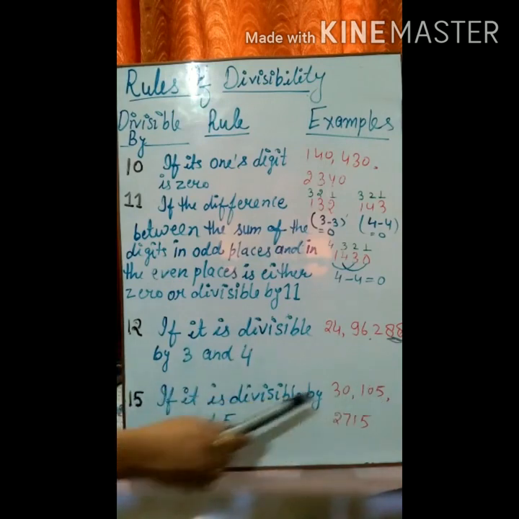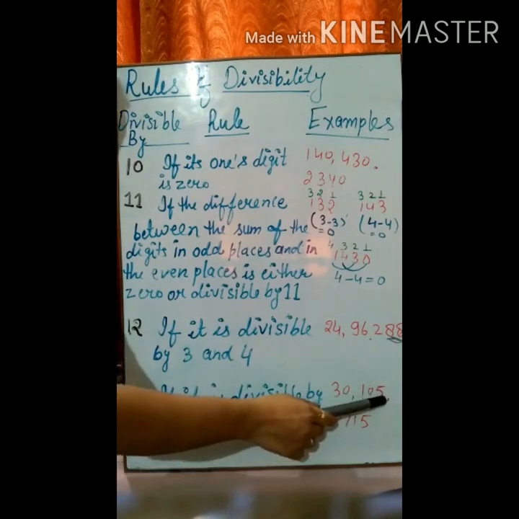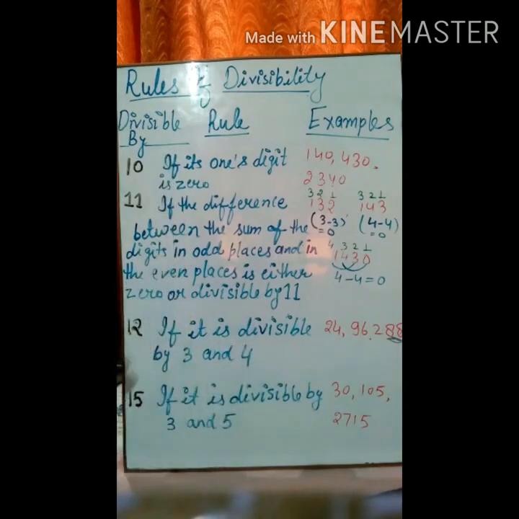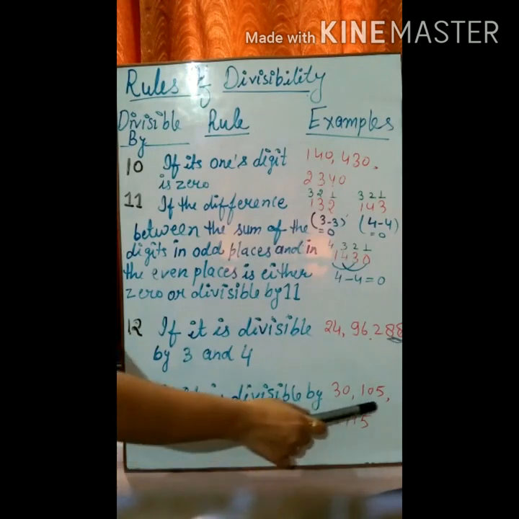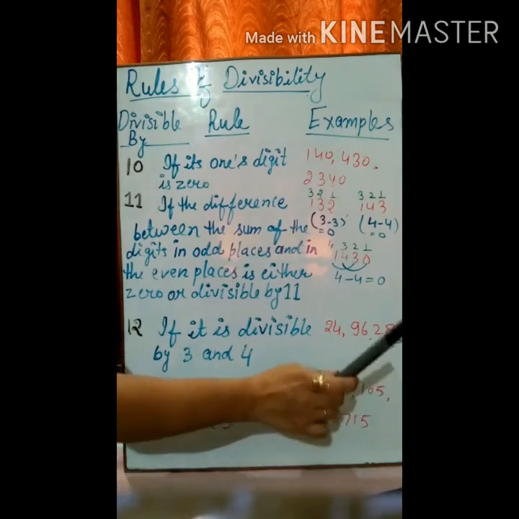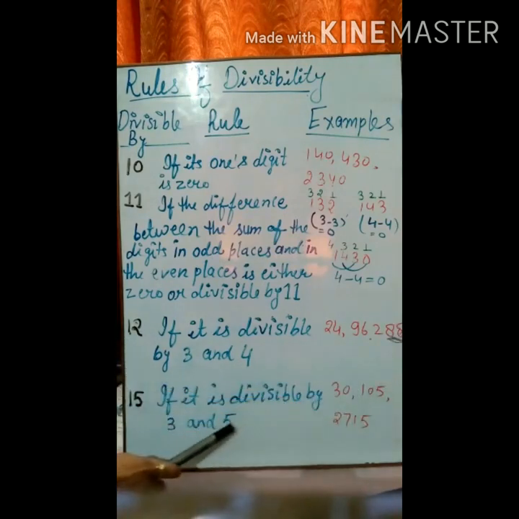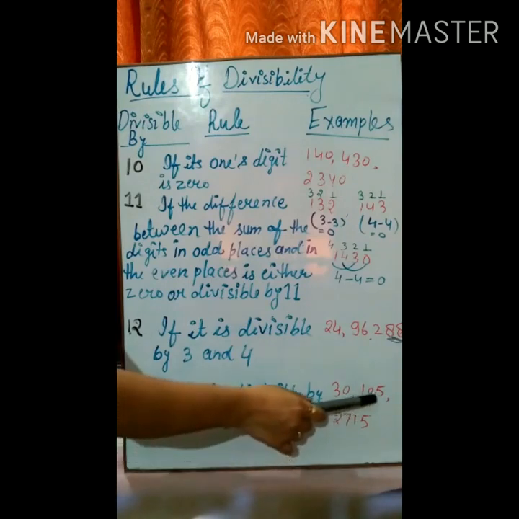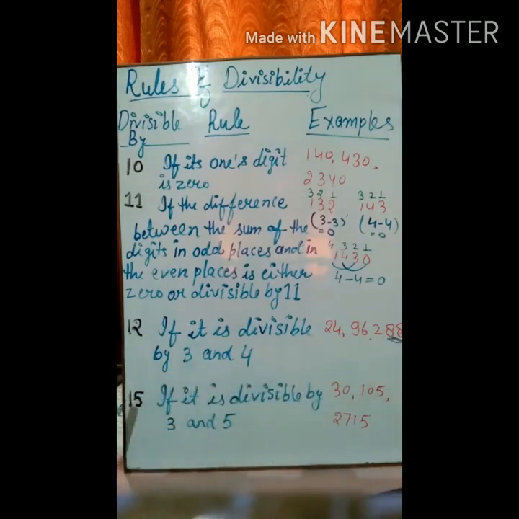105. 1 plus 0 plus 5 is equal to 6. And 105 is divisible by 3. And the rule for 5 is what? If the digit at the unit place is either 0 or 5, we can see here the digit at the unit place is 5. That's why 105 is also divisible by 5. So 105 is divisible by 15.